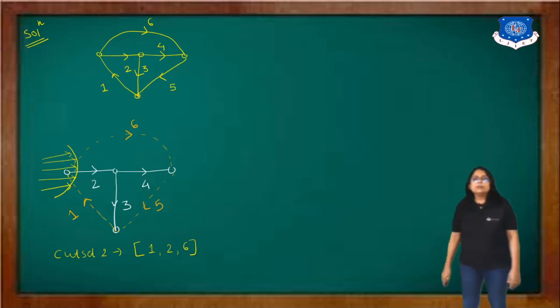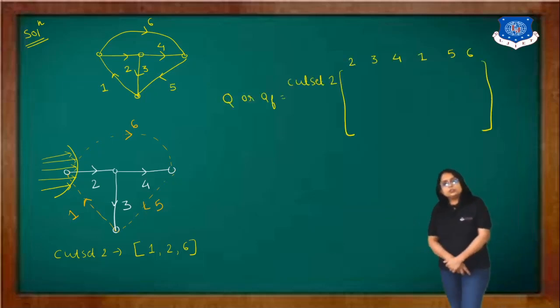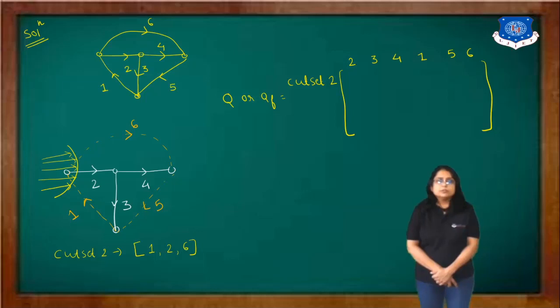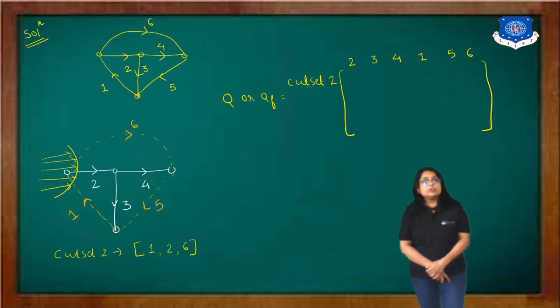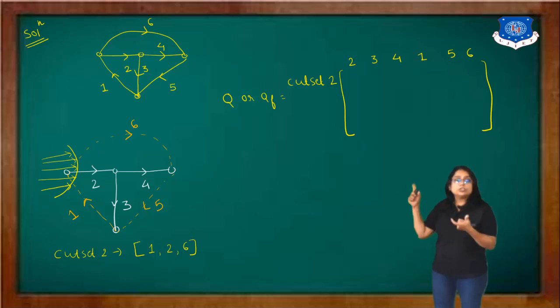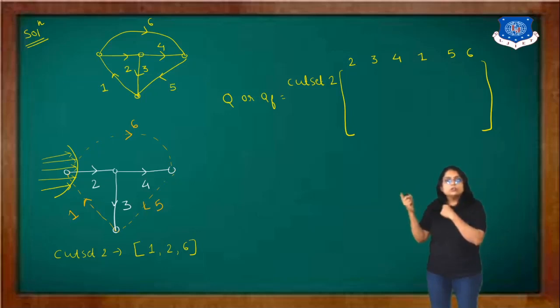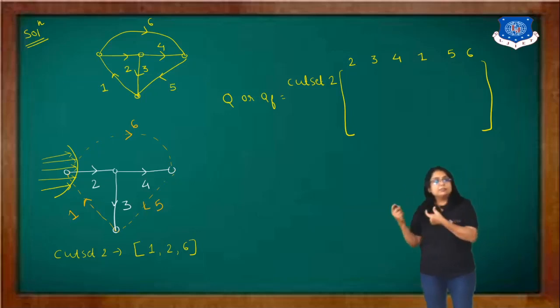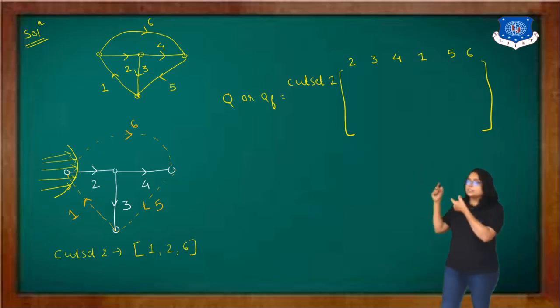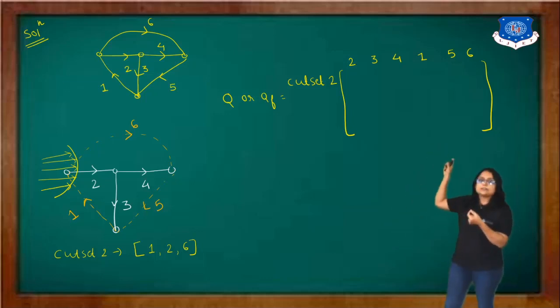And we know very well, to form a matrix we require rows and columns. First of all, we will write the tree branches and then the link branches. My tree branches are what? 2, 3, 4, and please write them in order. Don't write 2, 3, 2 or 3, 2, 4. It's 2, 3, 4. And the remaining branches are 1, 5, 6, also written in order. Then it's cut set 2.